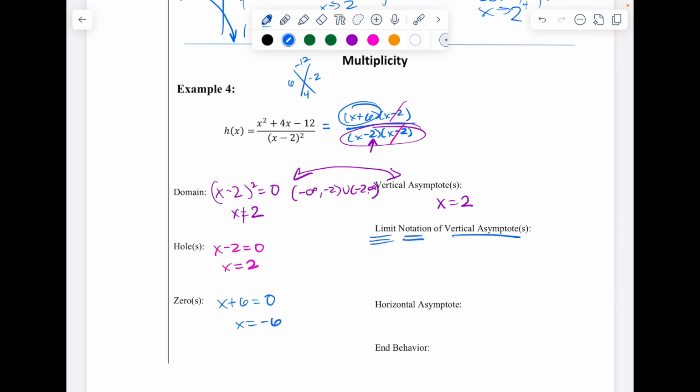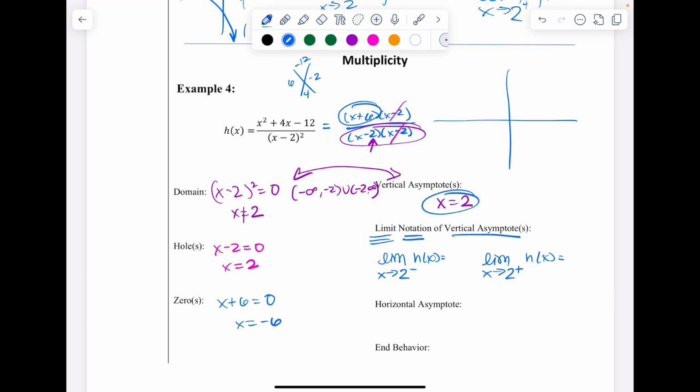Limit notation of the vertical asymptote. Since our vertical asymptote is at 2, we say what's the limit as x approaches 2 from the left, and what's the limit as x approaches 2 from the right of h of x. And if I sketch this, we've got this vertical asymptote, and we see it looks like this and like this. Okay, so if I look here, from the left, it's going down to negative infinity. And from the right, it's going up to positive infinity.